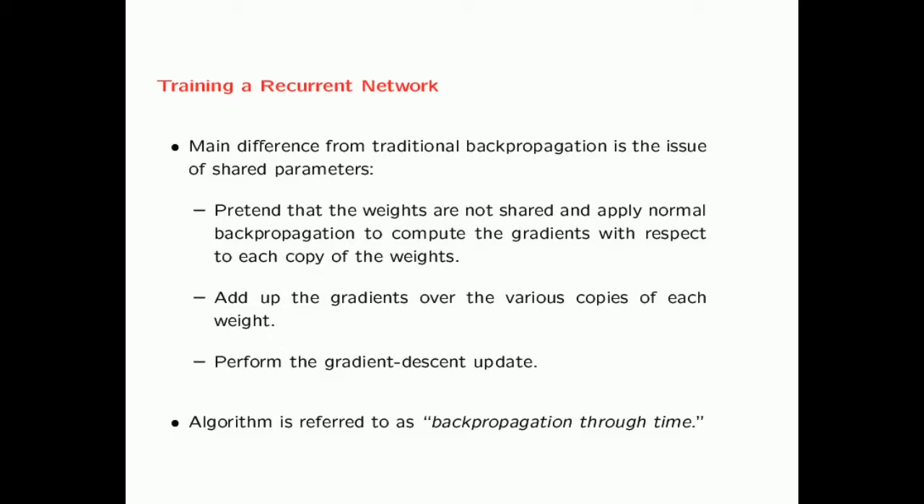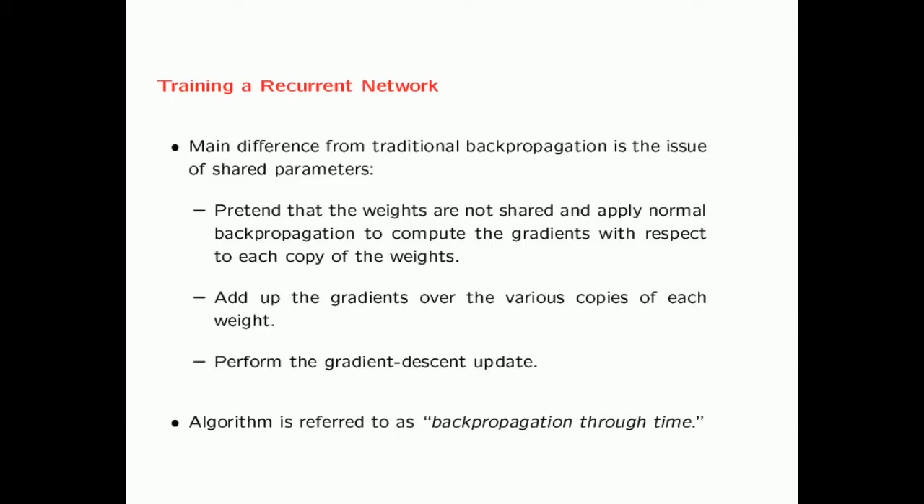For a given input, first you run it through the network, and for that purpose, it's going to create as many layers as the length of that sequence. And then you pretend that the weights are not shared. So let's say it's a sentence of length 8 and it created 8 layers. You pretend that each of these 8 weight matrices is different. So for this particular input, you compute the gradients using traditional backpropagation with respect to each copy of the weights. So for each of those 8 copies, you will have some gradient.